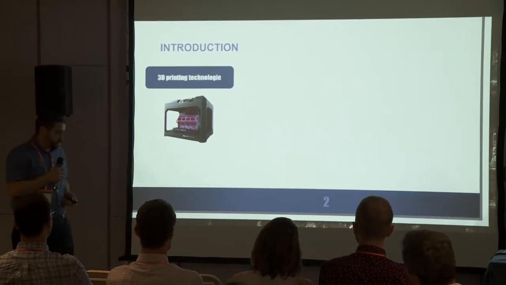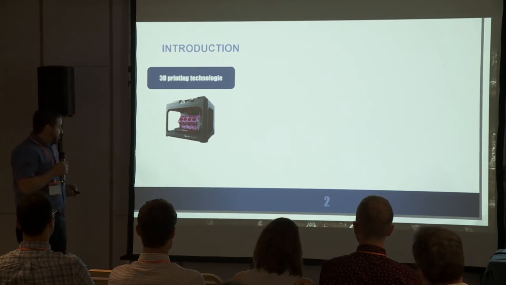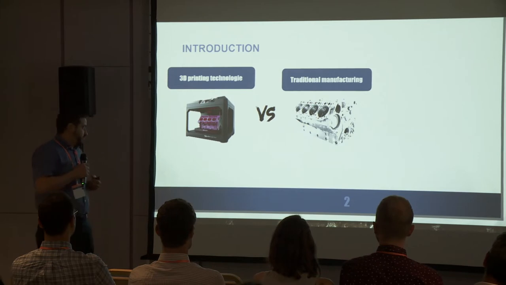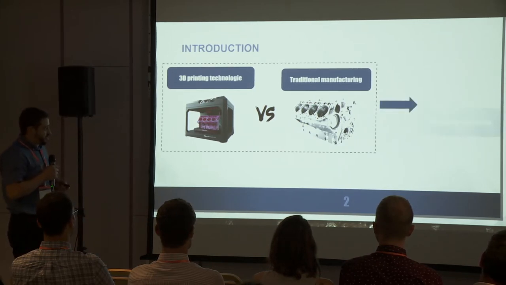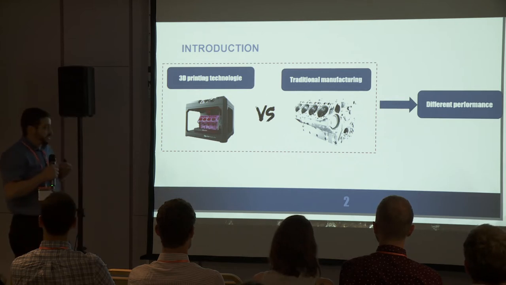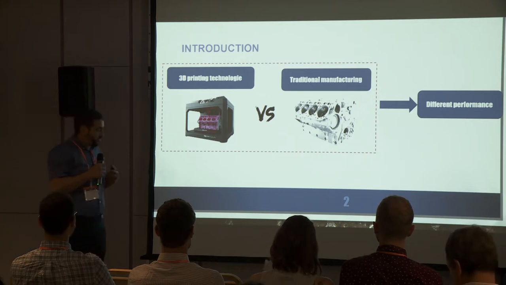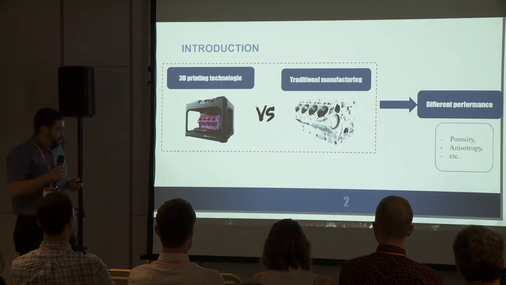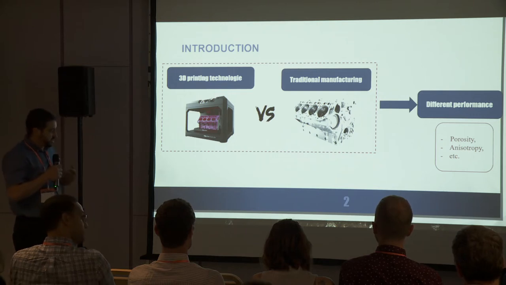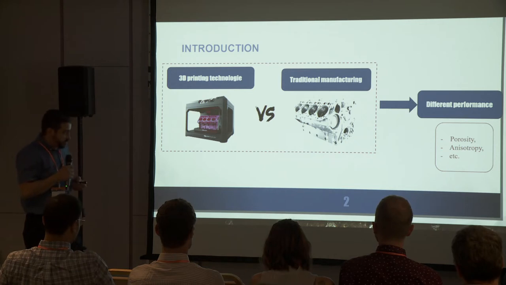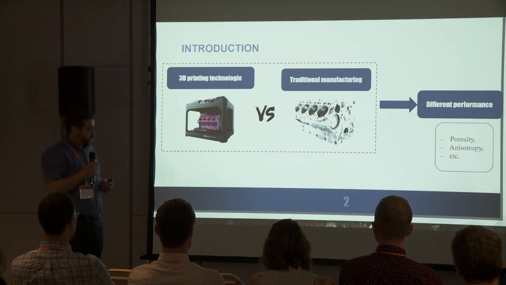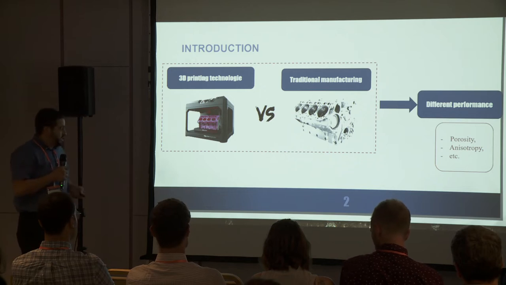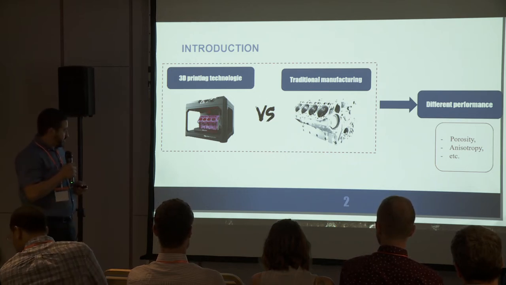We know that 3D printing technology today allows us to print wonderful specimens, and if we compare it to traditional manufacturing, we can get a lot of advantages. However, we will not get the same performances, and most of the time we have lower performances, especially mechanical performances. These mechanical performances are not the same because of a lot of aspects, especially anisotropy of the material, because the behavior in 3D printing technology depends on the patterns of deposit of filaments.